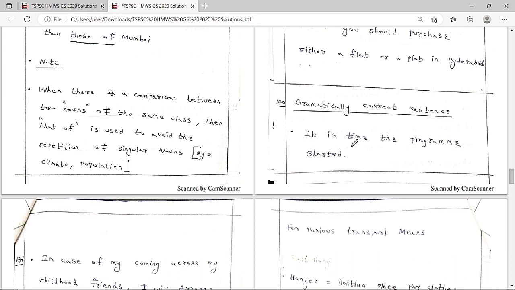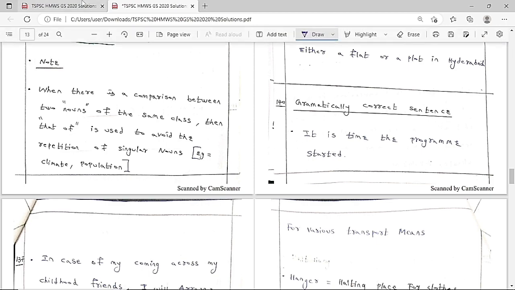It is the time the program started. Finally, I can say it is time the program started. So this is the grammatically correct sentence. So this is the correct solution of this question.